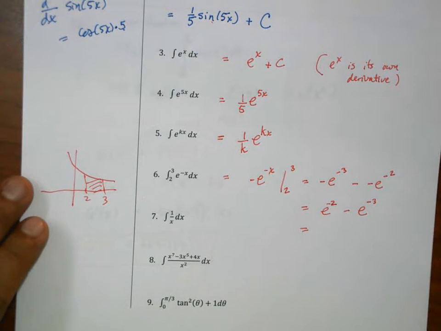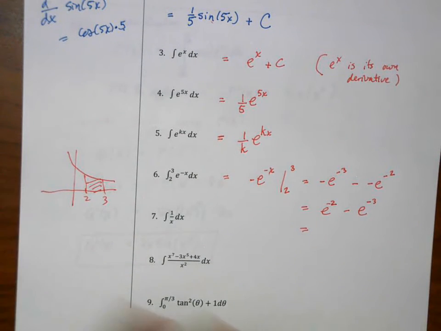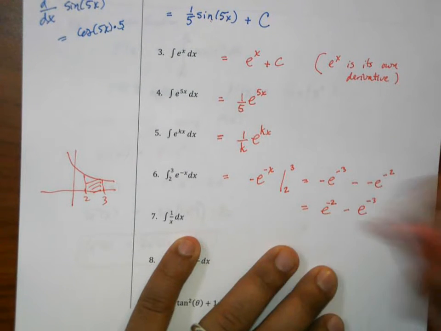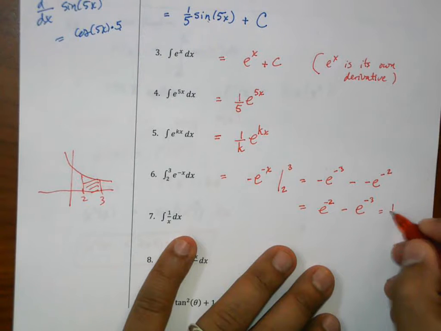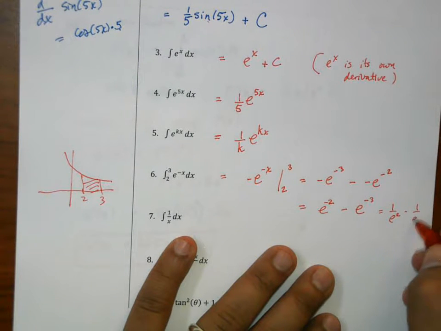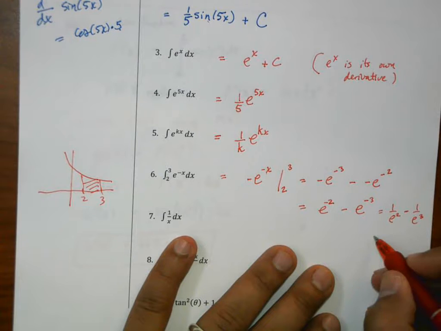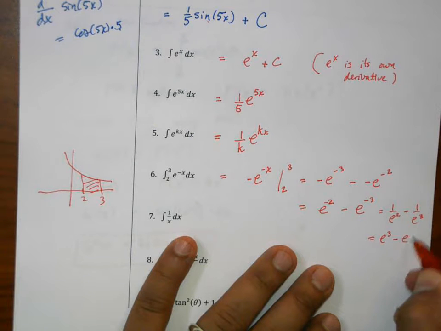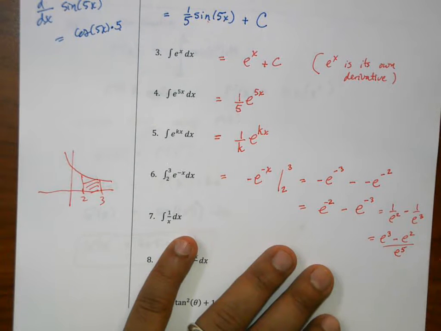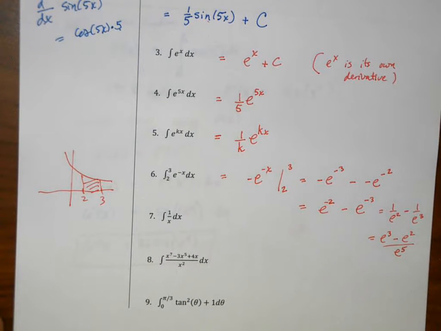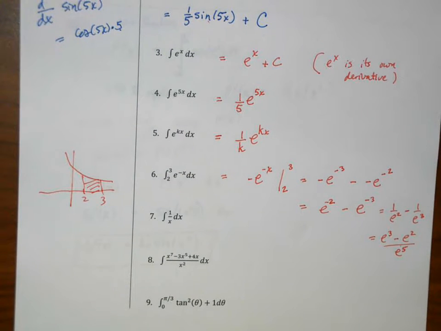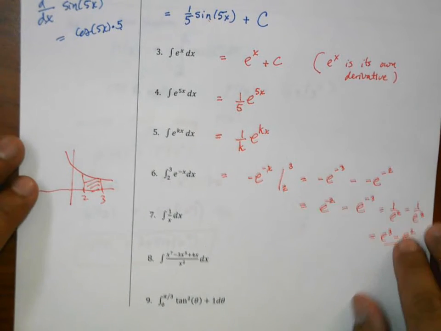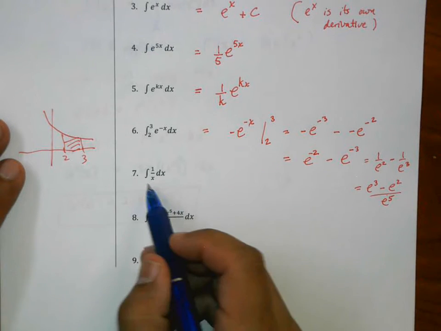Just for some good practice, when you inevitably will deal with multiple choice questions, you will probably see this as 1 over e squared minus 1 over e cubed, which may sometimes be rewritten as e cubed minus e squared divided by e to the 5th. Okay. So any of these versions is correct, but you might see different versions of this on the AP Calculus exam.